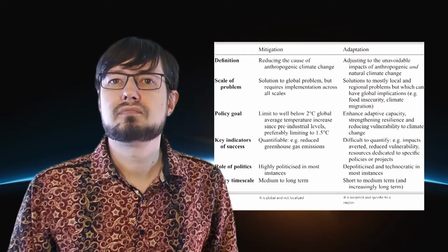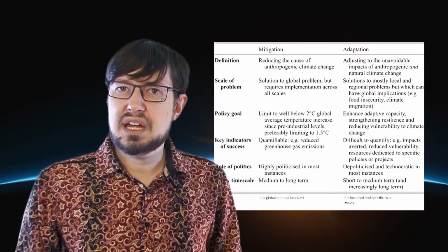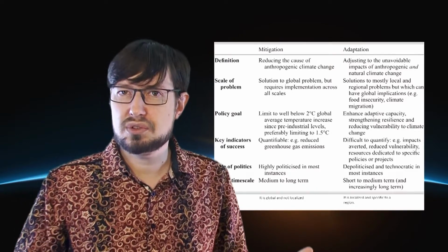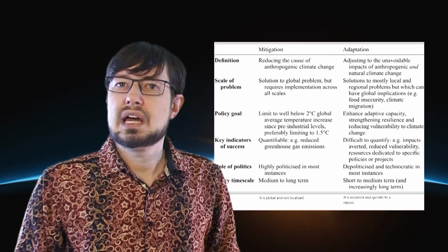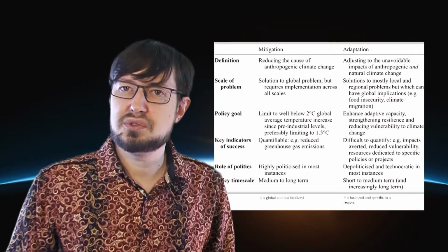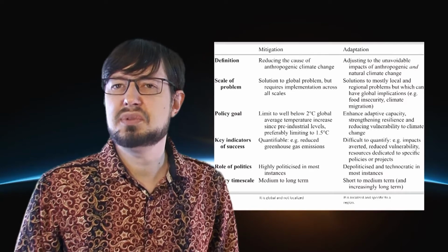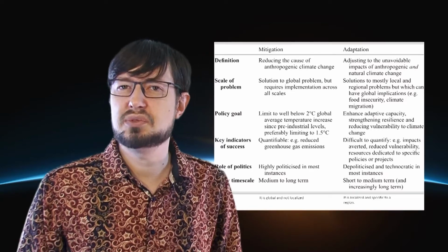Key indicators of mitigation can be easily quantifiable, for example, the reduction of greenhouse gas emissions. Adaptation, on the other hand, is hard to quantify. The impacts are maybe averted and the vulnerability is maybe reduced, but we don't know for sure.